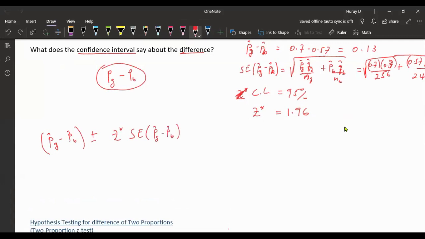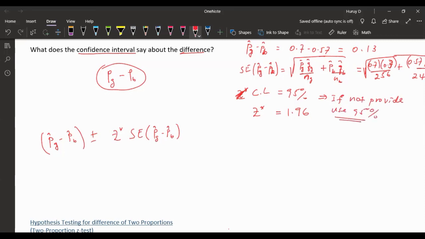I have a question. Are we always using the confidence level 95%, or can we use other levels if it's not given? If this is not provided, always use 95%.